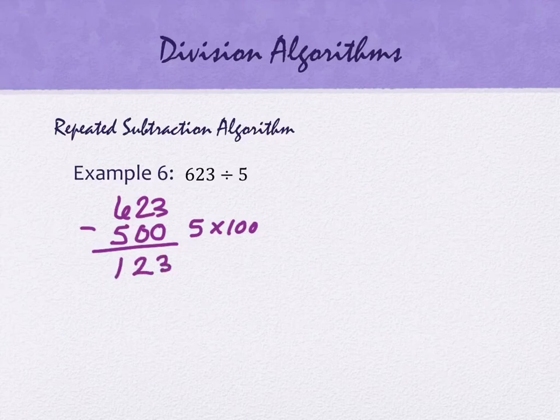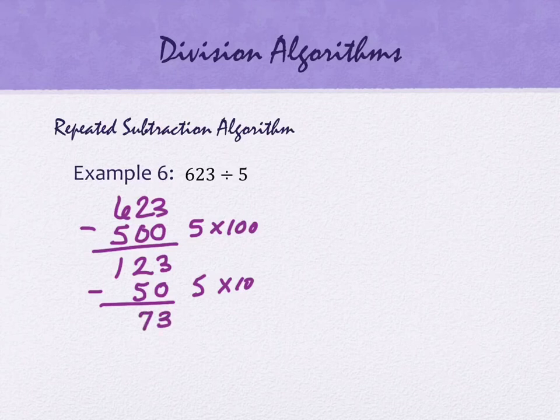So this is 123. And can I subtract 500 again? No. So now I move down into 5 times something smaller, and I can do a 5 from the tens place, right? 50. That's 5 times 10. So what's 123 minus 50? 73. I have 73. Can I subtract 50 again? Yes, I can. So minus the 50, which is 5 times 10. Please do write out the 5 times 100, 5 times 10s. We're going to use them in a minute. 73 minus 50 is 23. Can I subtract 50 again?